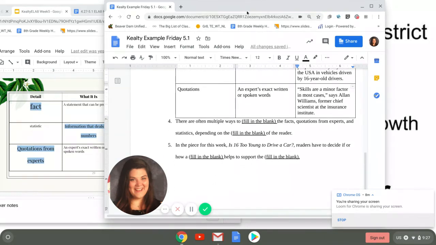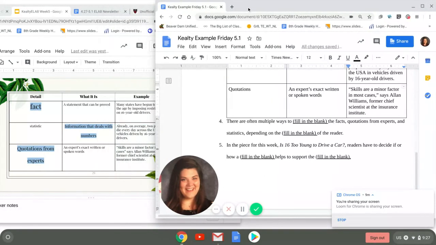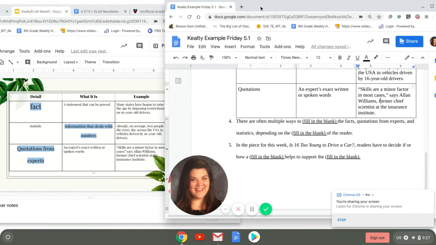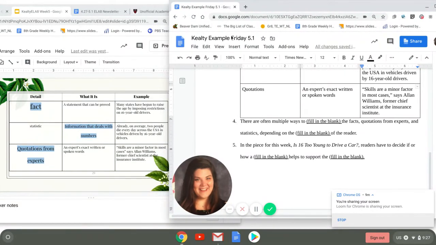Then it says there are multiple ways to blank the facts, quotations from experts, and statistics, depending on the blank of the reader.